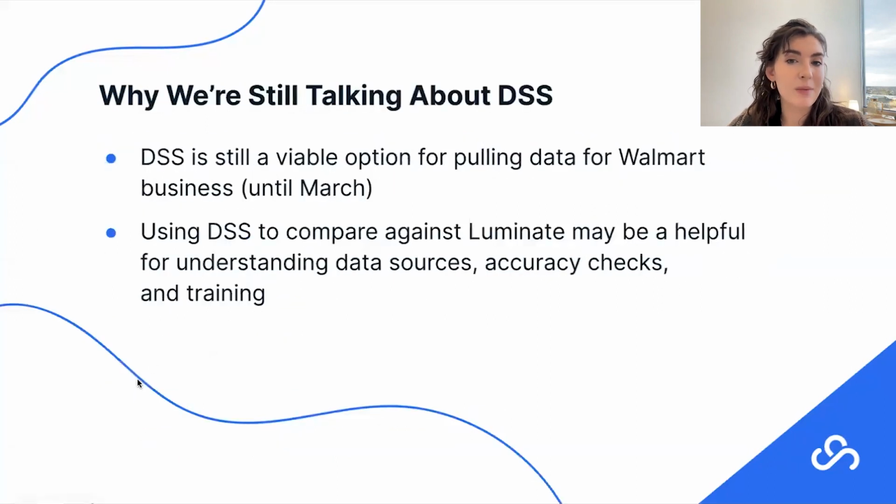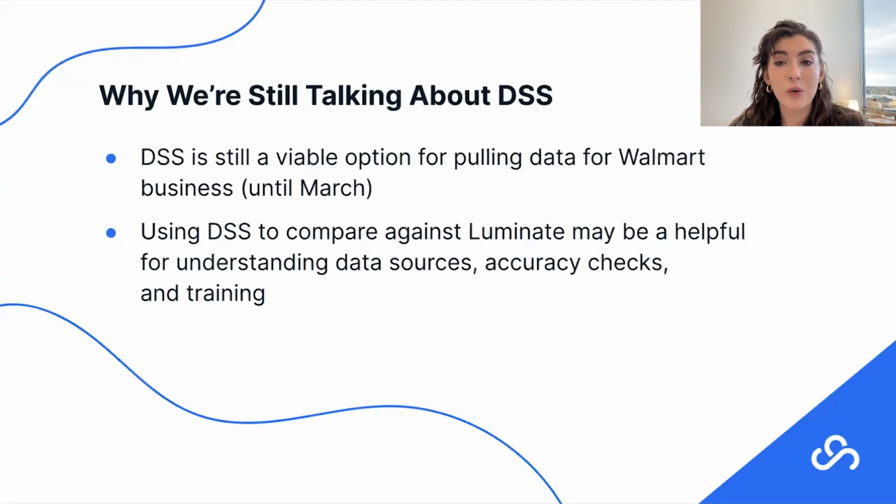Like I referenced in the beginning, we're still talking about DSS because it's still an option that you can use to pull data for your Walmart business. I'll pause here and just say, we have confirmed from Walmart, we have heard them say this in their trainings and in the content that's available for others to see, that if you are pulling a report from DSS and you're pulling a report from Luminate, they probably won't be the same. Walmart has said that. So it's pulling information differently. They're not updating DSS to pull all of the accurate information, it sounds like.